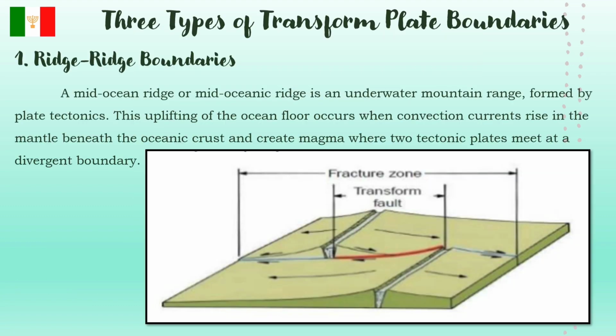So there are three types of transform plate boundaries. The first one is the ridge-to-ridge boundaries. A mid-ocean ridge or mid-oceanic ridge is an underwater mountain range. Formed by what? Formed by plate tectonics. This uplifting of the ocean floor occurs when convection currents rise in the mantle beneath the oceanic crust and create magma, where two tectonic plates meet at a divergent boundary.